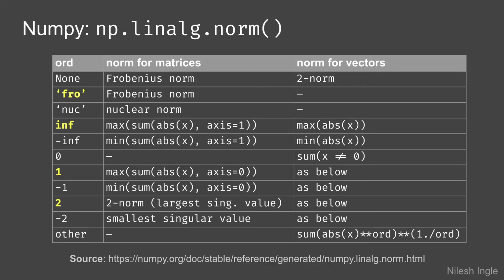And finally, let's look at the options we have in the NumPy library to calculate the norms. So here we looked at the Frobenius norm, infinity norm, 1 and 2 norms for vectors and matrices, and there are other norms as well, as you can see in this slide. So those can be used.